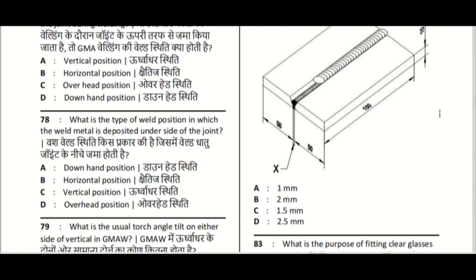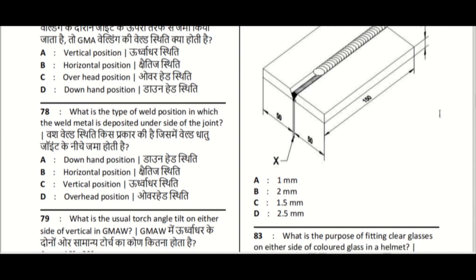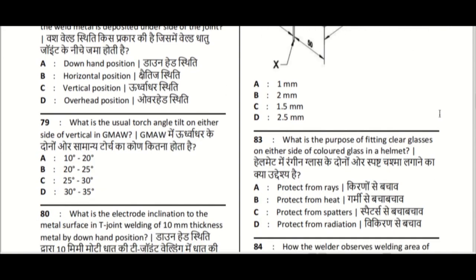What is the type of weld position in which the weld metal is deposited on the underside of the weld joint? That is, answer is overhead position.